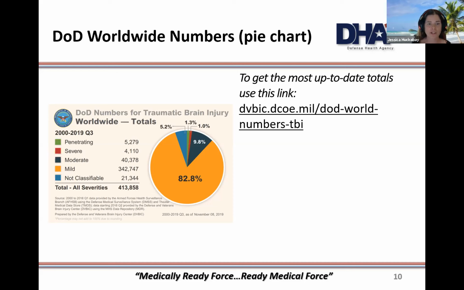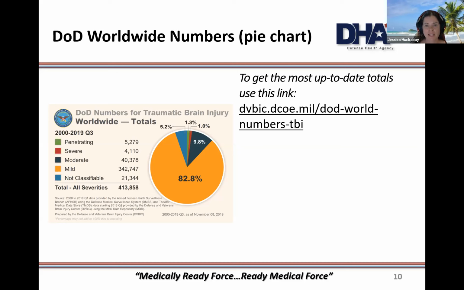So 342,000 since the year 2000 have had a mild traumatic brain injury. And of all severities, our service members have suffered all of these different severities of traumatic brain injury. And there's been about 413,858 service members throughout the world who have sustained a traumatic brain injury.